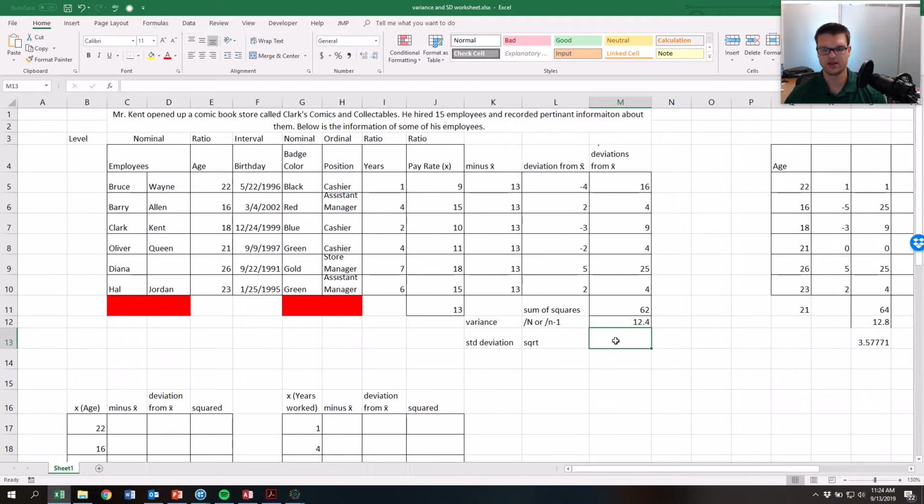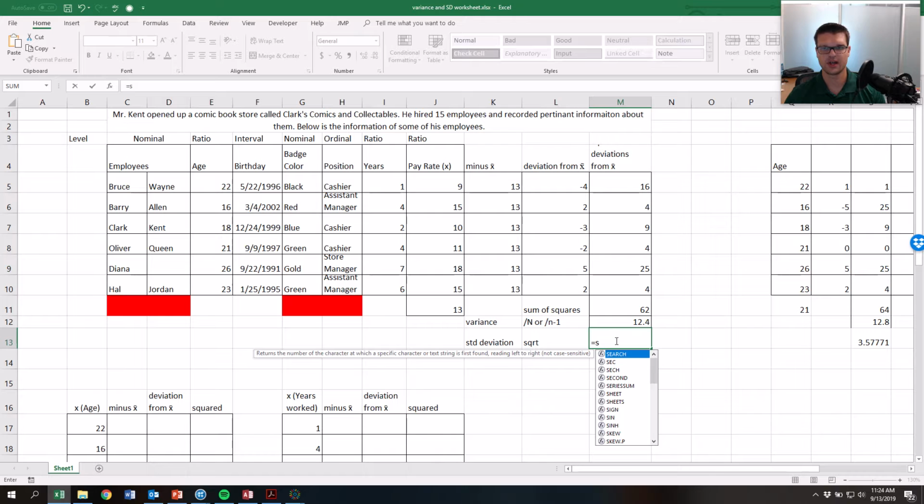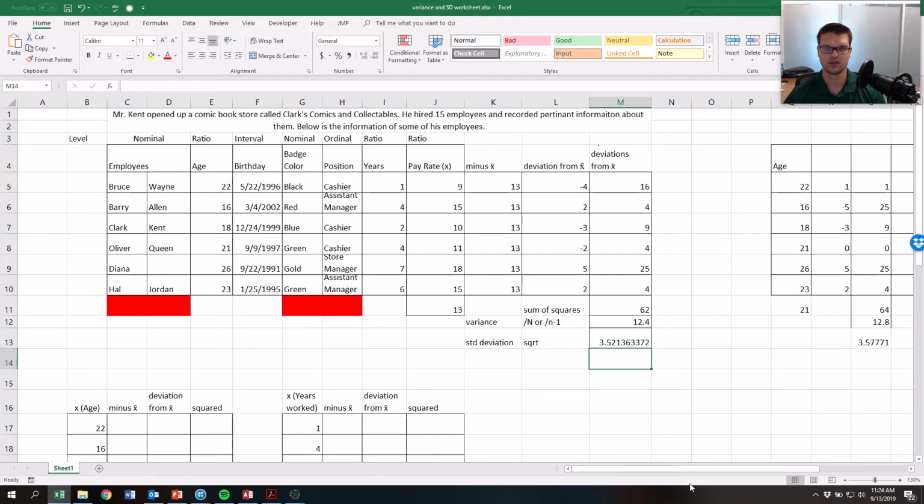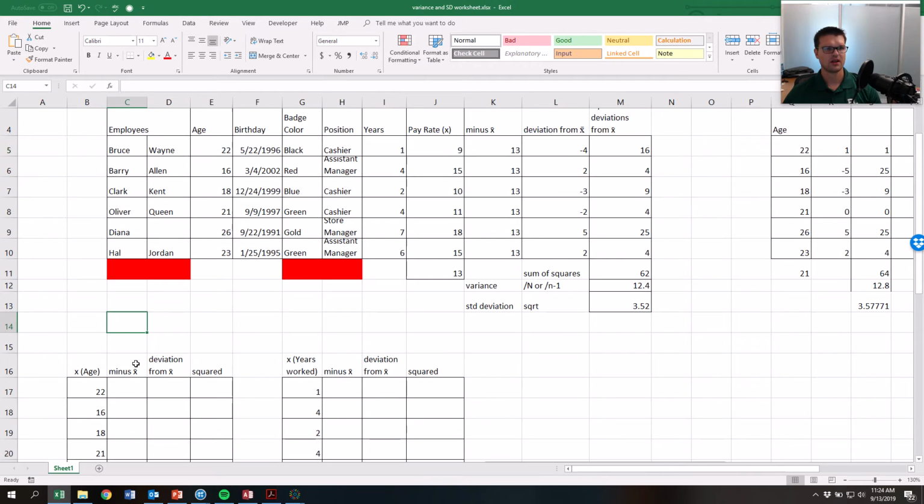So what is the standard deviation? All that you got to do is equals SQRT, then put in parentheses, and take the square root of it. So take the square root of 12.4, so it's going to be 3.52. And in this class, I only want you to round to 2 decimal places. So 3.52.